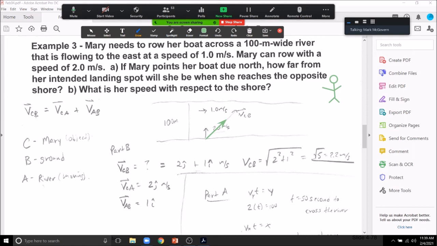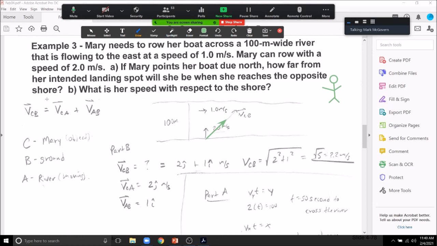So the equation is this right here. We put in our numbers. It's 2j hat plus 1i hat. That's the vector. It points up and to the right. But we want to know her speed relative to the shore. So it looks like I'm doing part B first, right? And that is going to be radical 5, which is 2.2 meters per second.